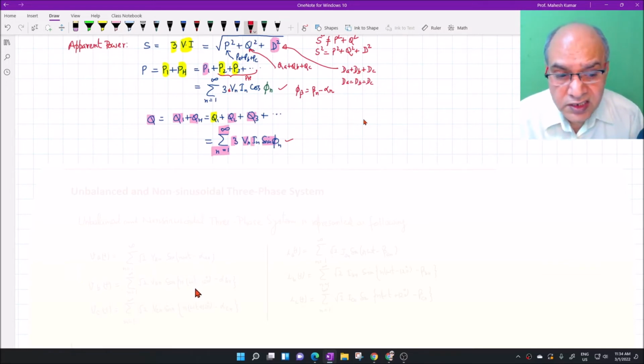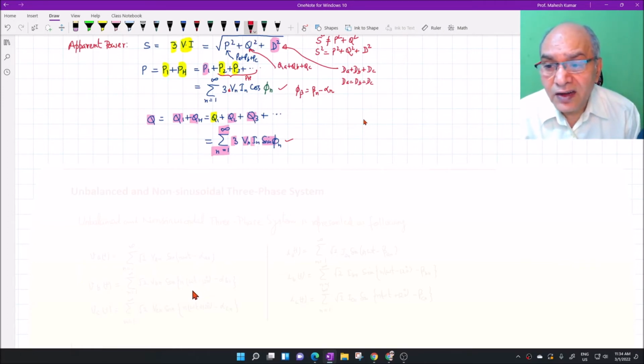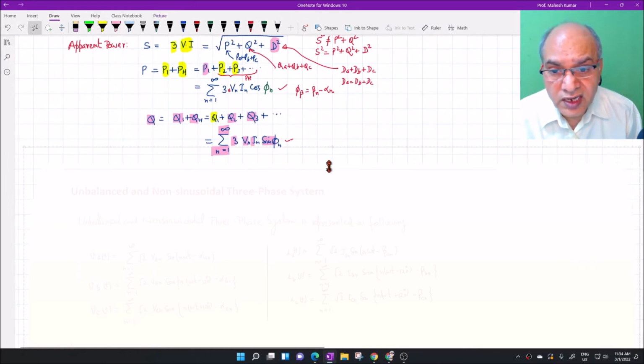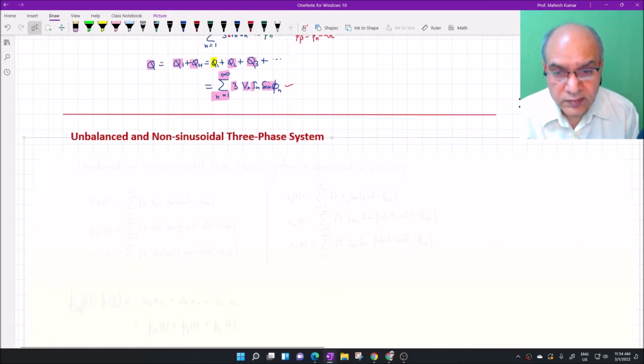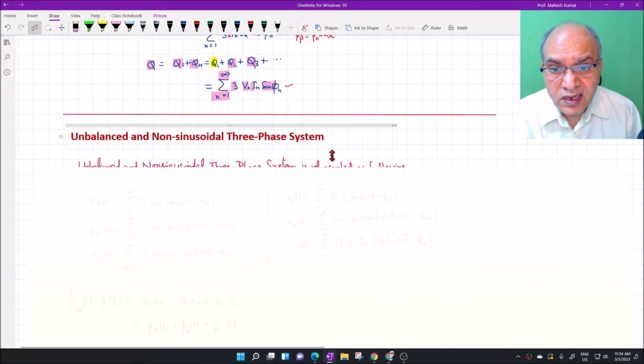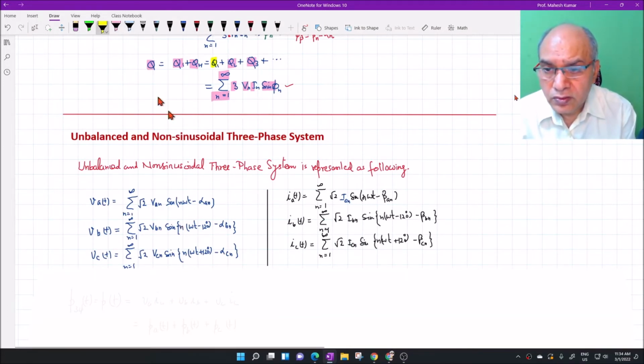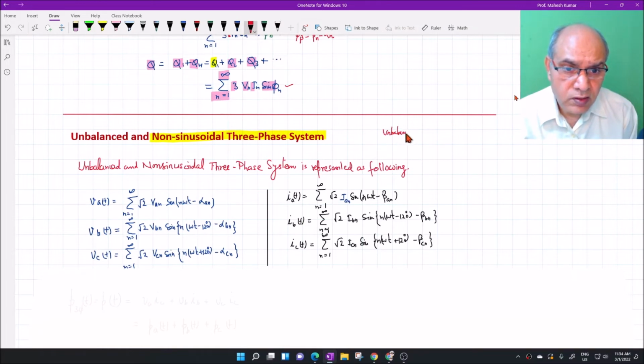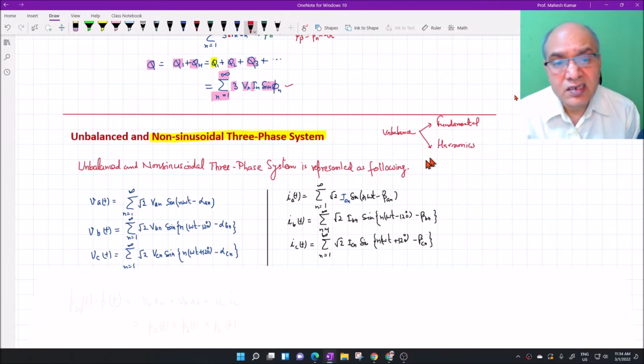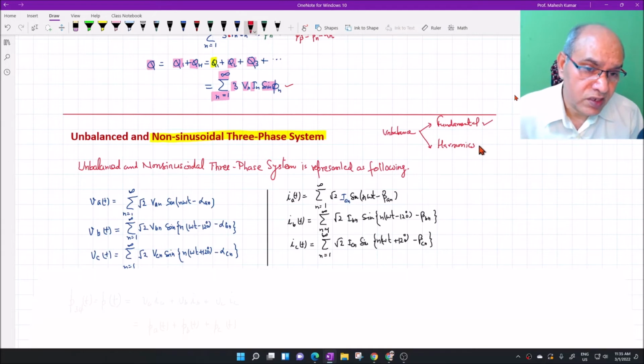Now let us consider the most generalized case. That case is basically the unbalanced non-sinusoidal three-phase system. This is the most generalized case where we have unbalance in the fundamental as well as unbalance in the harmonics. That means the unbalance is in respect of the fundamental as well as harmonics. Earlier, we considered only fundamental unbalance, then we considered fundamental balance and harmonic balance. Now this is the third case where the fundamental is also unbalanced and the harmonics are also unbalanced.